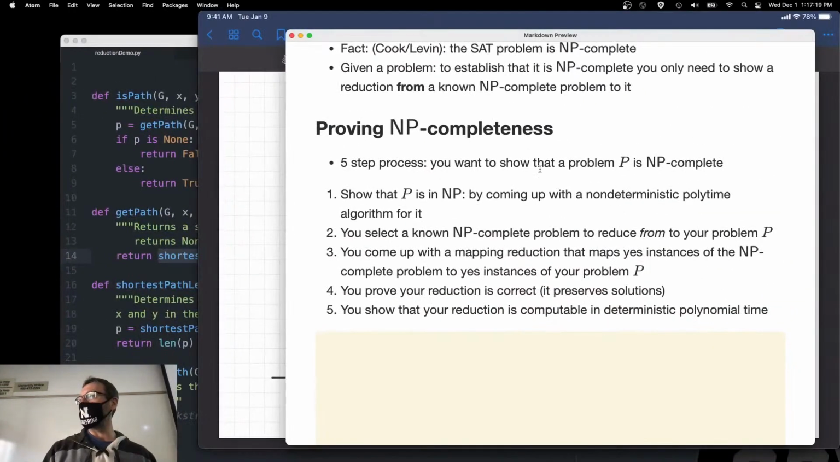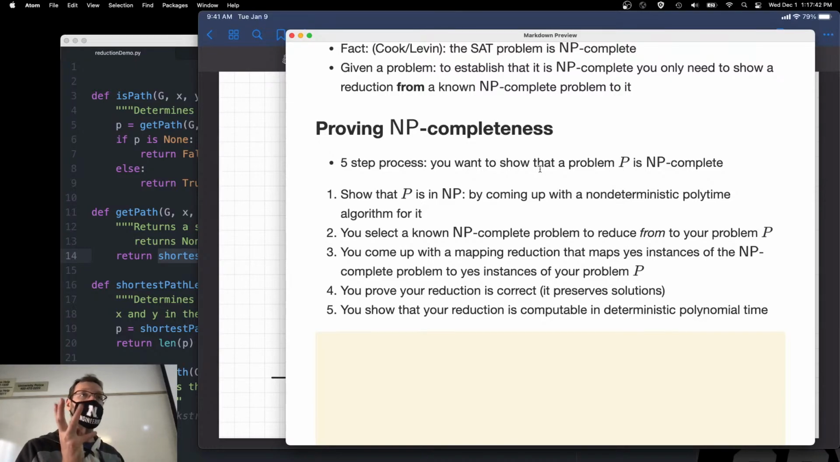What we have to do is establish that it's in NP. How do we do that? How did I establish that SAT was in NP? I just came up with a non-deterministic Turing machine or algorithm to do it. You have a guessing phase and a verification phase. That's all it takes to show that something is in NP. Not NP-complete, but NP.